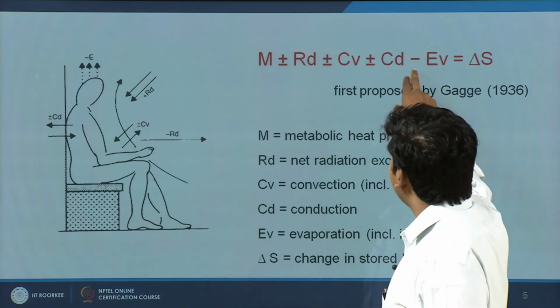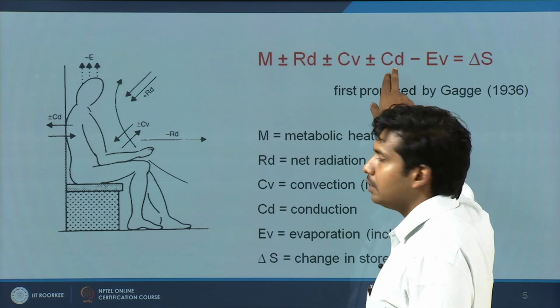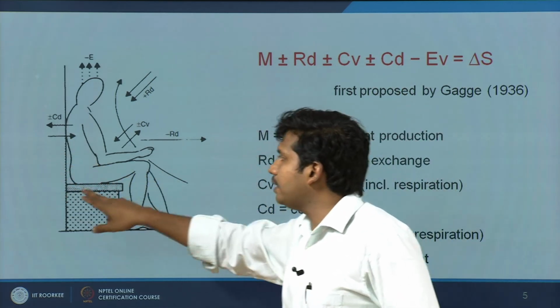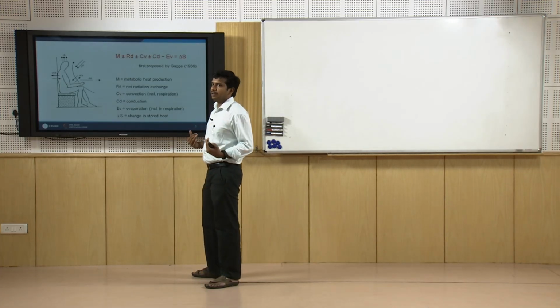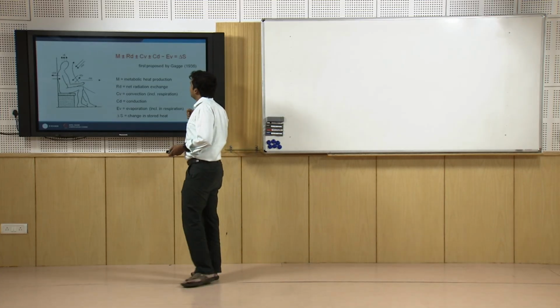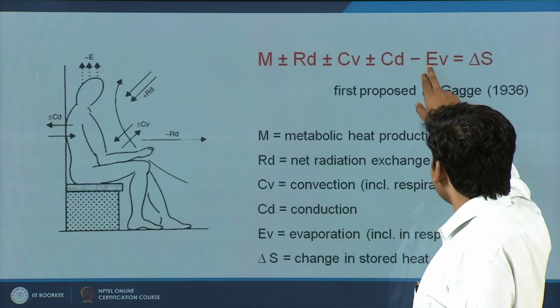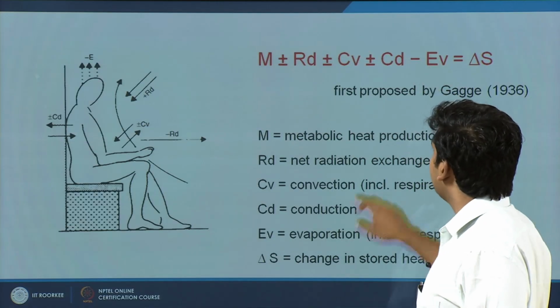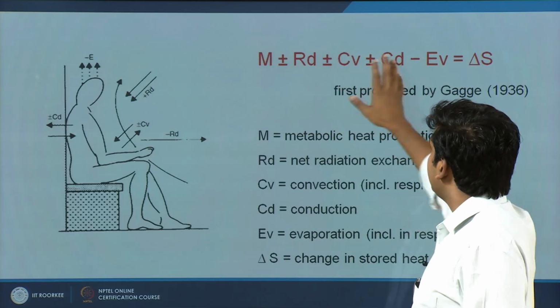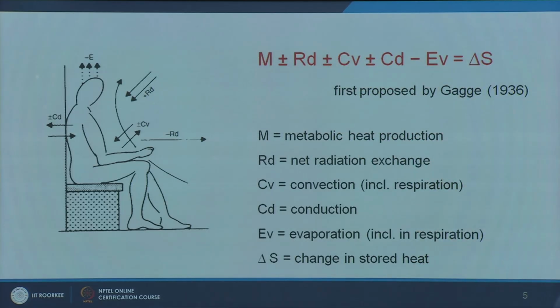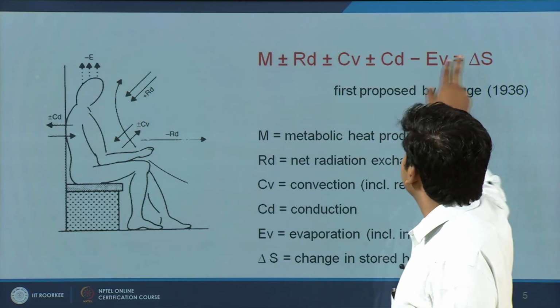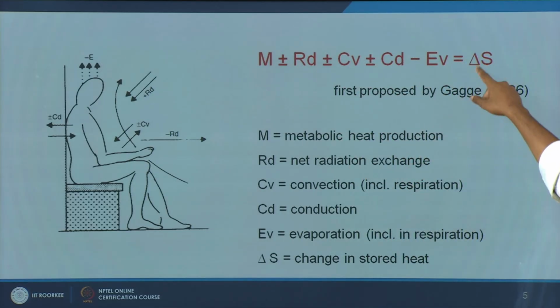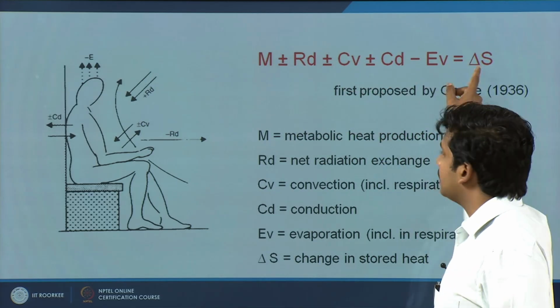Then you have the conduction exchange, again you can gain heat or lose heat if you are in touch. It can be the floor surface, or if you are reclining, if you are sitting, then there could be some amount of heat exchange. Then you have evaporation which again includes respiration. Then if you have this on the left hand side, on the right you will have the change in stored heat. If these things are not negating each other, there will be some remainder which is delta S, that is change in the stored heat. If these things cancel each other, then this will be 0.